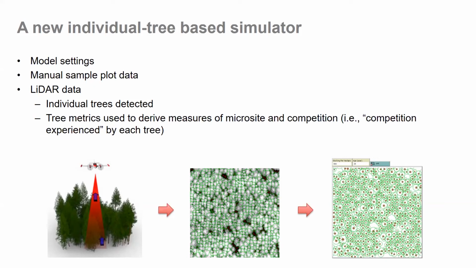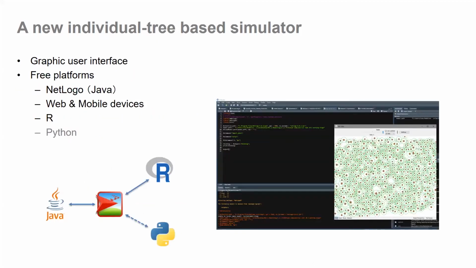And you can also import this LiDAR tree cloud into the model, identify each individual tree, and identify tree metrics that you use to derive measures of microsite and competition, such as the competition experienced by each tree. As you can see here in the figure, the middle one was identified by the aerial LiDAR, and the right model interface is the imported data. From this, you can also start your simulation and make predictions on the future stand dynamics at the individual tree level.